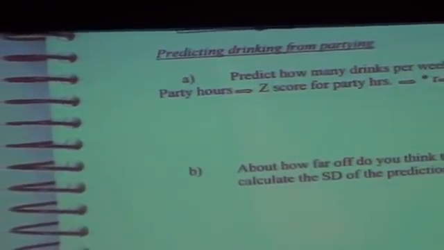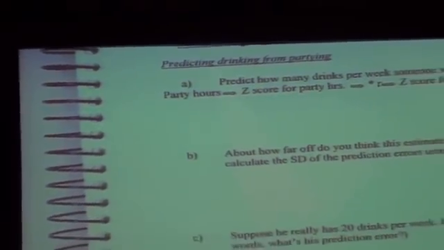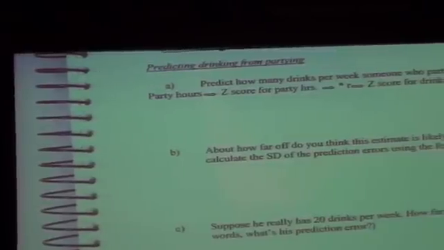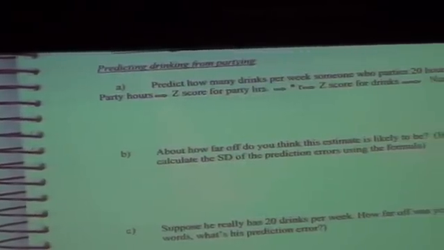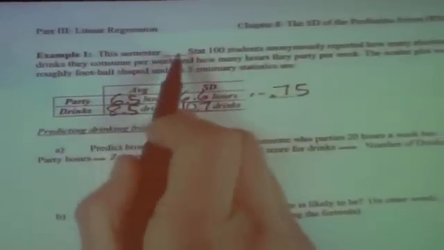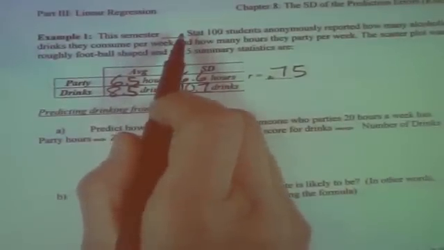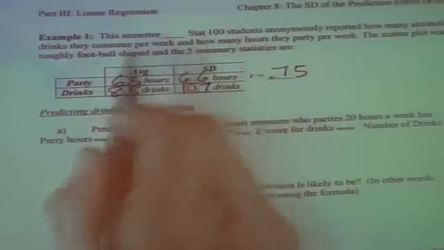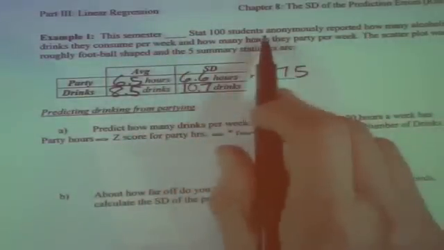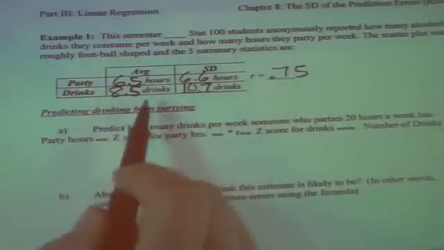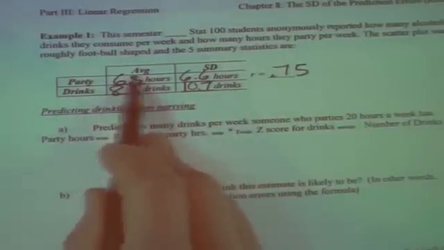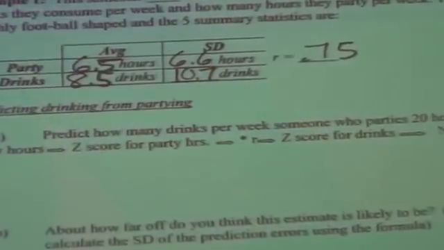Okay. We didn't see what N was this semester. We forgot to fill that in. We can look back later, but it's about 900 students. You guys, this is your data. You have a lot fewer partying hours than last semester. Okay, predicting drinks from partying.